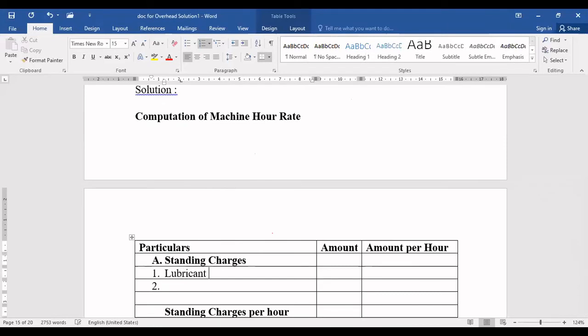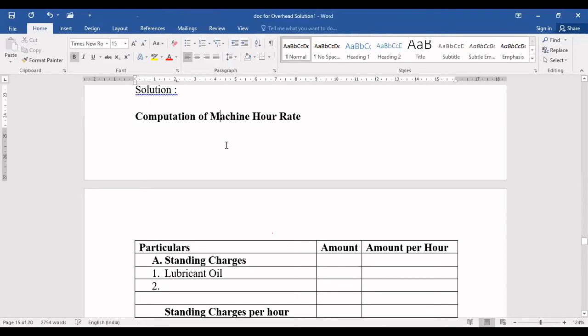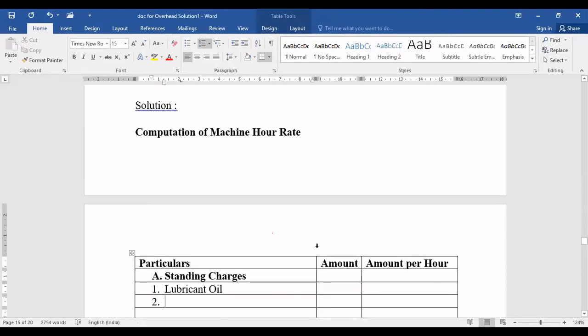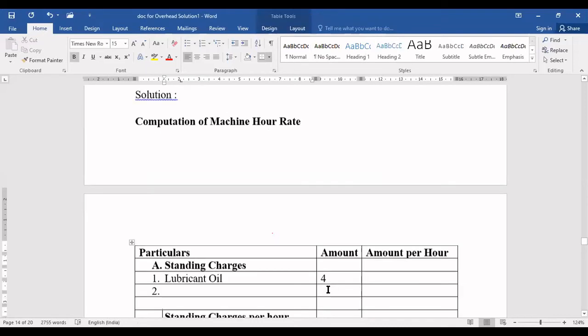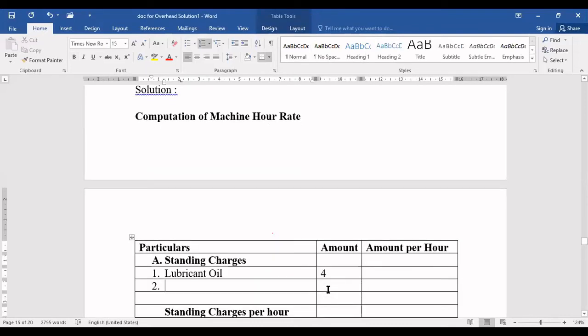Come on, tell me what I have to write as amount for lubricant oil. What is given? Rupees 4 for 8 hours. So here I will write rupees 4. Correct? Next standing charge we have is consumable stores. Correct? Yes, sir. So, consumable store.